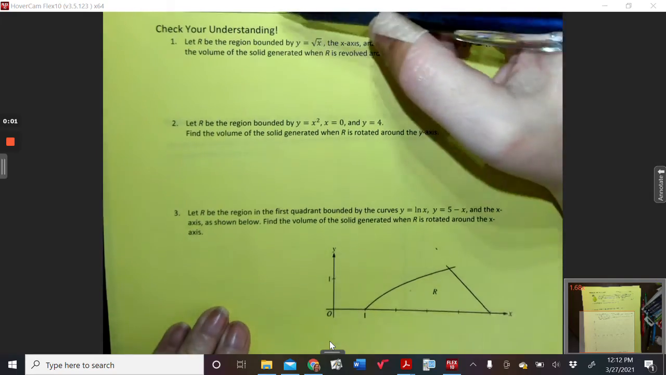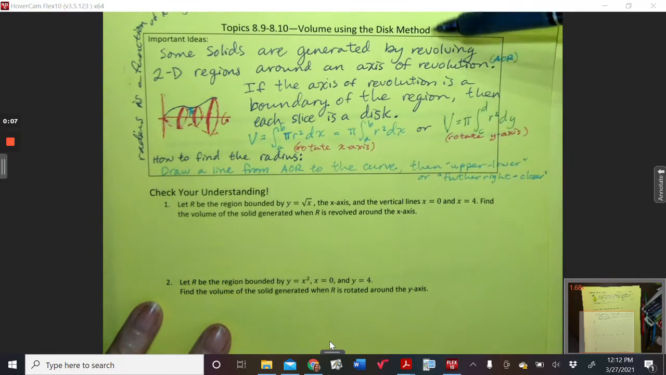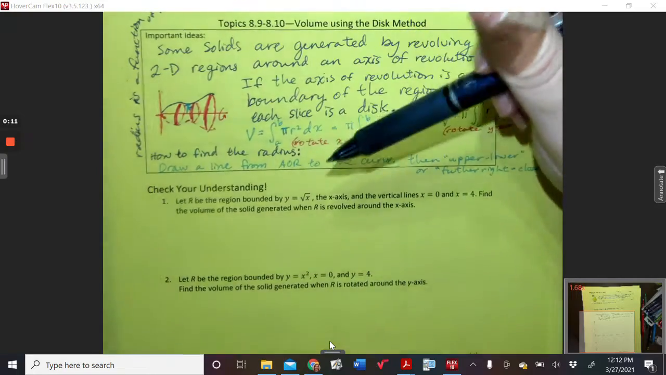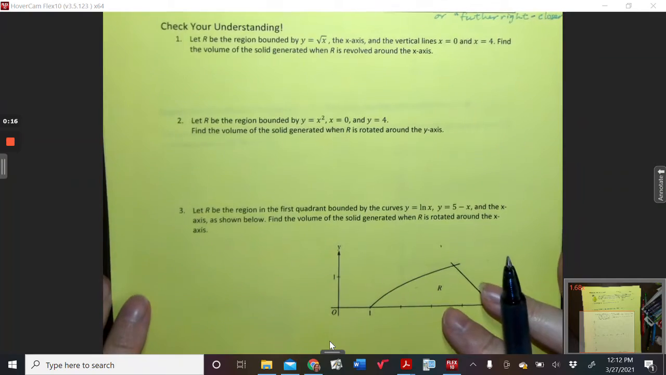Right, so this is the check your understanding for topics 8.9 and 8.10, which is volume using the disk method. That's where we take a curve, we're going to spin it around the x or y axis or some other line, and then figure out what's going on. So let's see what's going on.